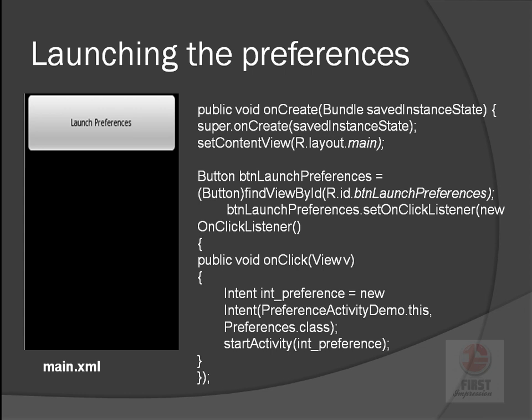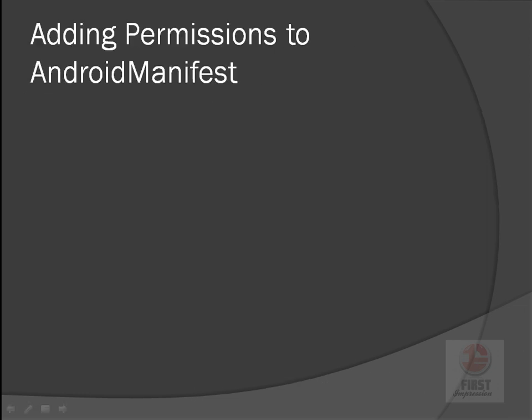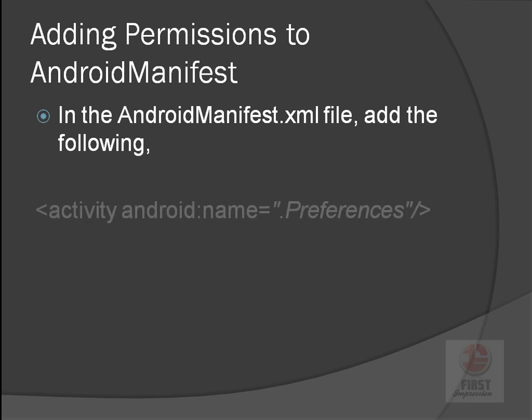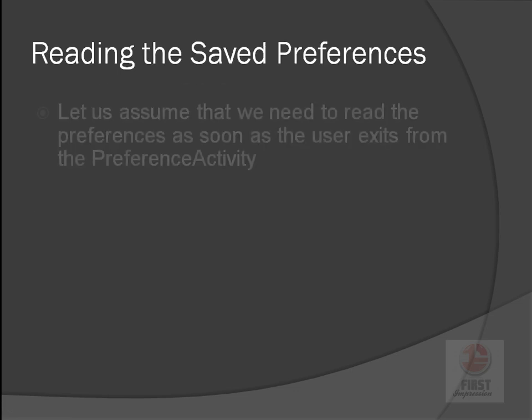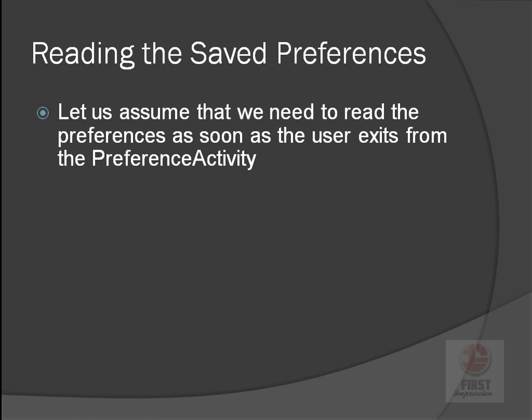Correct? So whenever the focus of the activity is being changed, at that time, if the activity is in focus, then you will load all the preferences and show it to the user with the help of a toast. So to do that, let's first add the permission to the manifest file. That's fine, we add the permission. Now, to read the saved preferences, we have to first assume that the preferences will be read as soon as the user exits from the preference activity.